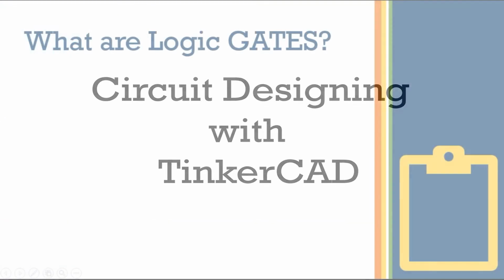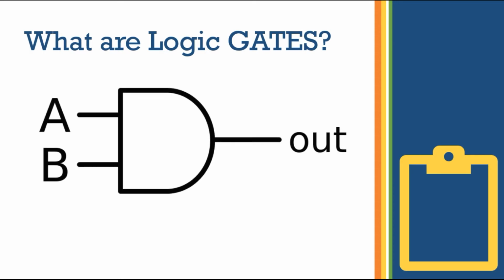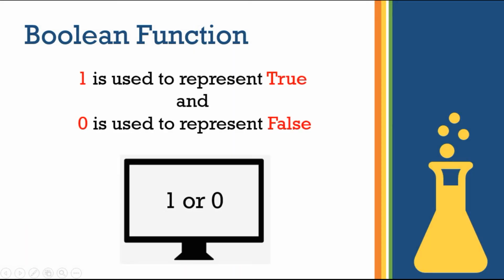So what is a logic gate? A logic gate is an idealized or physical electronic device implementing a Boolean function. A Boolean function is a logical operation performed on one or more binary inputs that produces a single binary output. And that output could be 1 or 0, where 1 represents true, and 0 represents false.